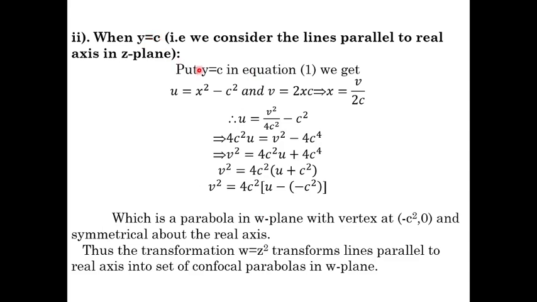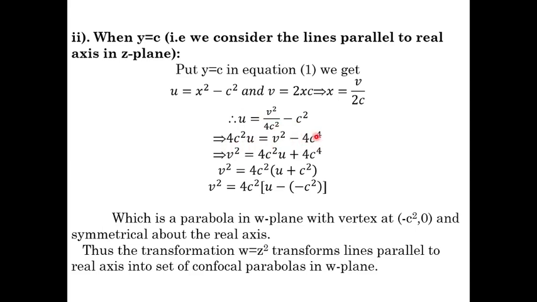If y = c, the given equation 1 can be written as u = x² − c² and v = 2xc. Now, from this we can solve for the x variable. So x = v/2c. Now substitute x = v/2c. Here we get u = v²/4c² − c². Now rearrange this equation: 4c²u = v² − 4c²·c², where c²·c² is c to the power of 4.